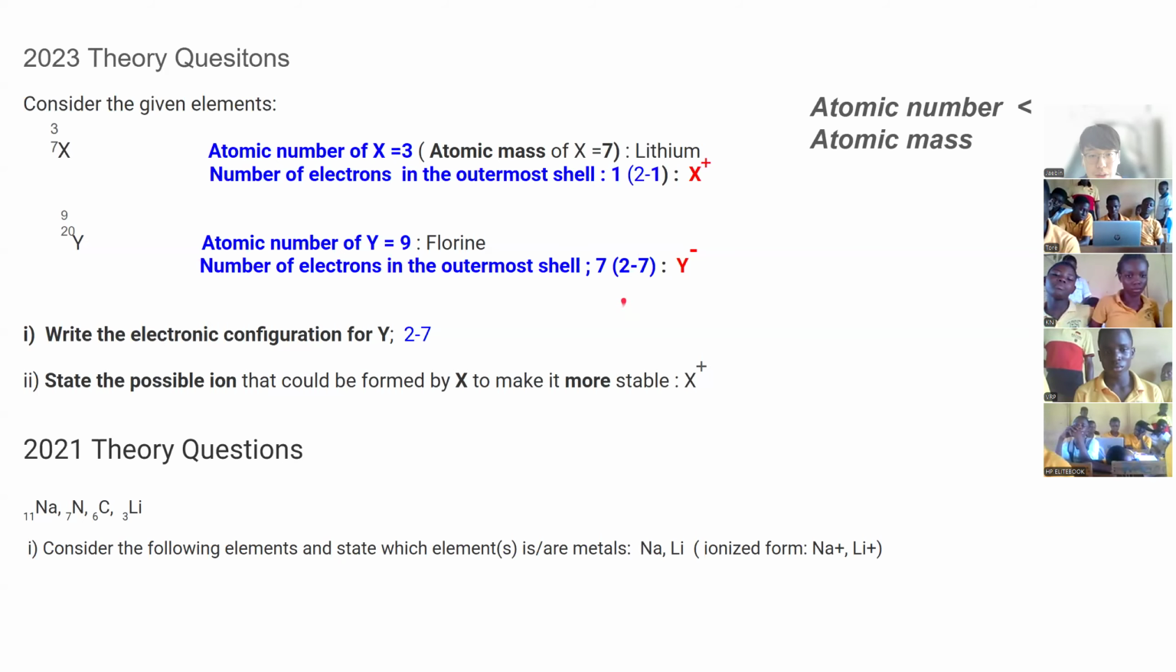And what this tells us is it has the 2-7 structure because it fills up the first shell and has 7 on the second shell, and it requires 1 electron to become a stable 2-8 structure. So Y has a charge of 1 minus. Similarly, X has a charge of 1 plus because it's a 2-1. It loses the 1, then it becomes stable, with 2 electrons in the valence shell.